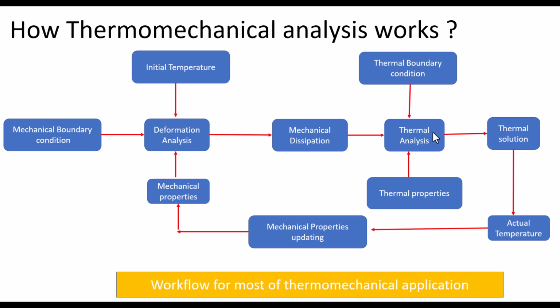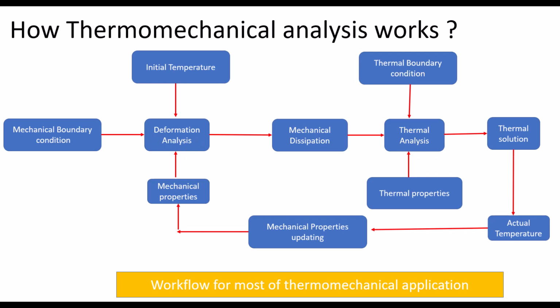That friction loss we will transfer to the thermal analysis with the thermal boundary conditions like a convection boundary condition or a radiation boundary condition, and we will specify the thermal properties. After that, whatever frictional loss we are converting is nothing but a heat source for the thermal analysis, so we will solve the thermal solution, we will get the actual temperature, mechanical properties will get updated, and again we will solve the deformation analysis.